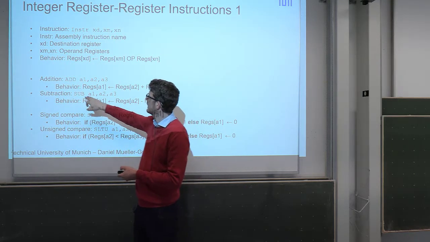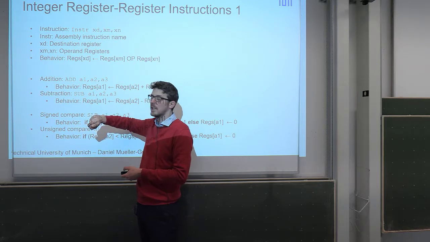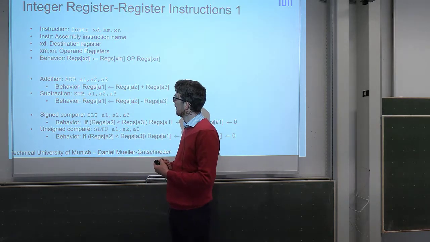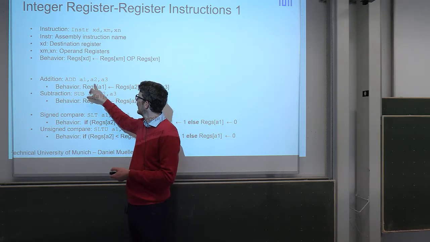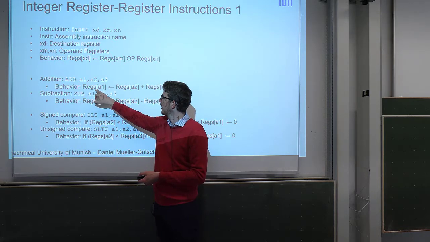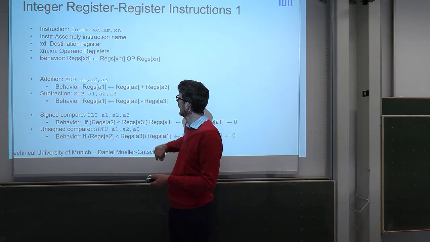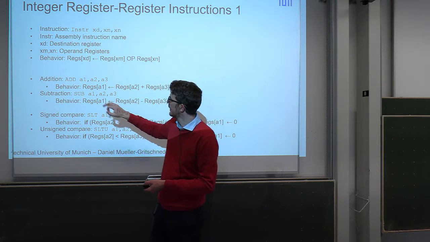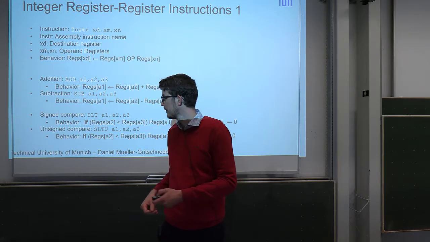What you have already seen is the addition. Now I'm using the API name in the example, not the normal register name with the X. So I'm using the API names A1, A2, A3, and the behavior is that register A1 is changed to be the value you have stored in A2 plus A3, and we sum it up. Then subtraction, very easy: you're just subtracting the two values.